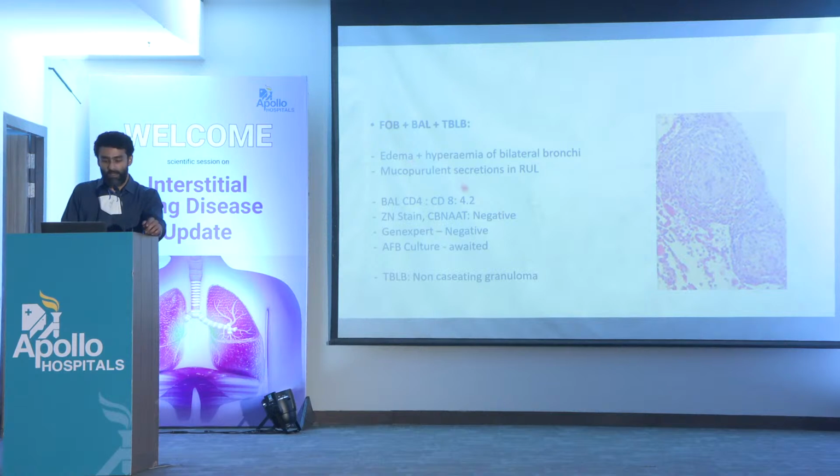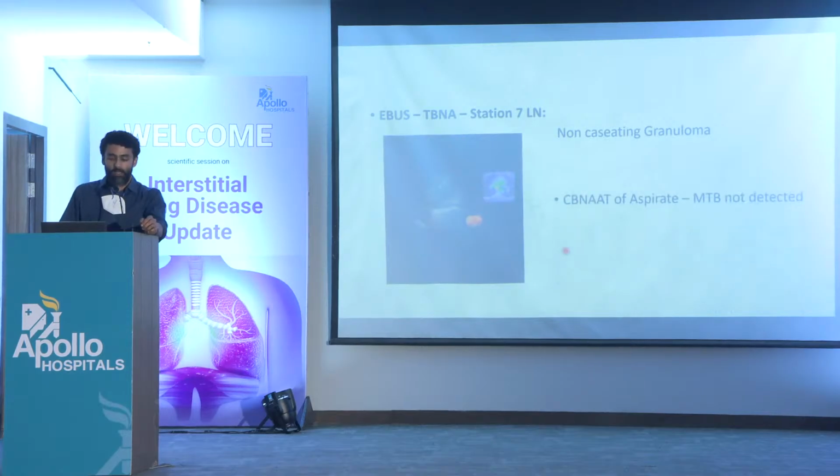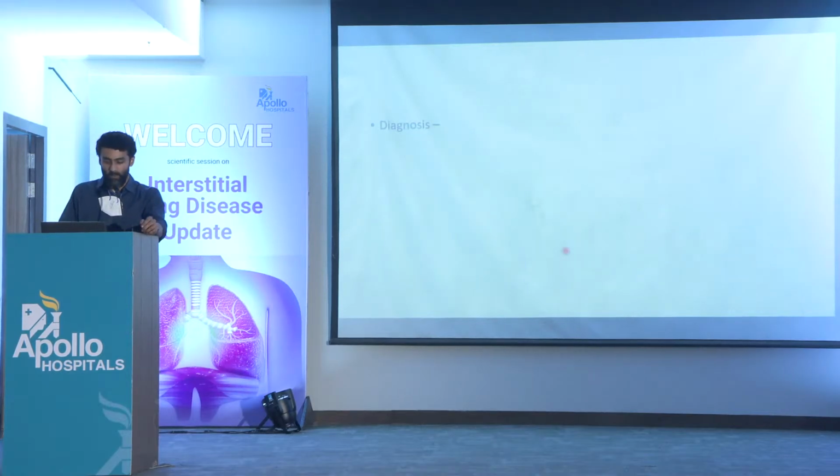So these were the findings. Since the patient presented with cough and expectoration, we were not surprised when we saw mucopurulent discharge from the right upper lobe. The BAL CD4-CD8 ratio was 4. All tests were negative for TB, that is the GeneXpert and your ZN stain. However, AFB culture was awaited, and the TBLB showed a non-caseating granuloma. Subsequently, an EBUS also was done, and the EBUS also showed non-caseating granuloma. The aspirate was also negative for TB.